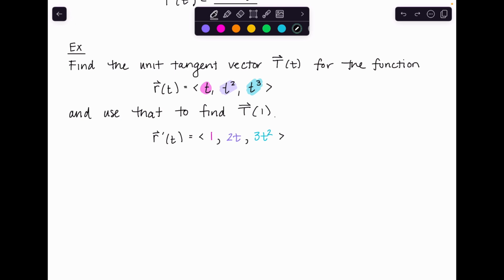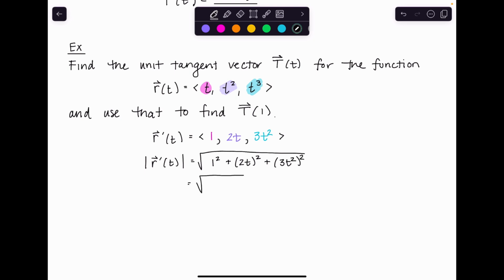But now I'm specifically looking for the unit tangent vector, so that means I need to go ahead and find the magnitude of this thing. The magnitude is going to depend on where I'm at. So ultimately, I'm going to have a function for this length. So all we do is we take each component, square it, add it together, and then take a square root.